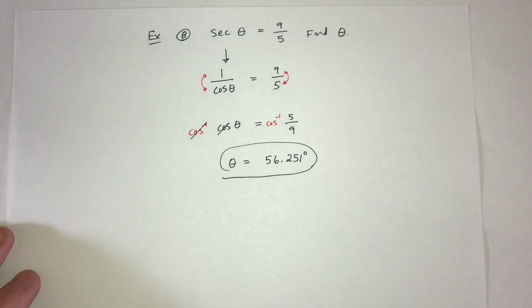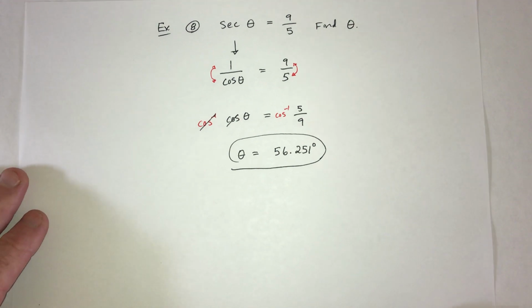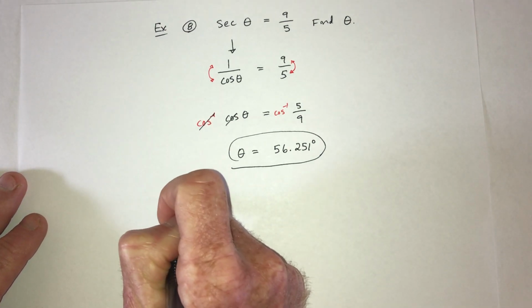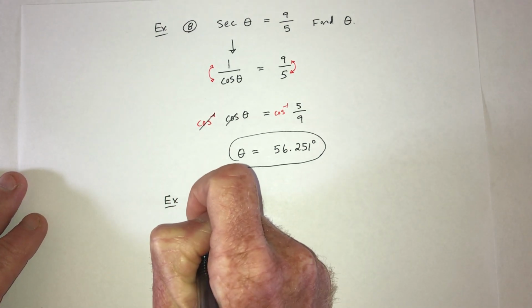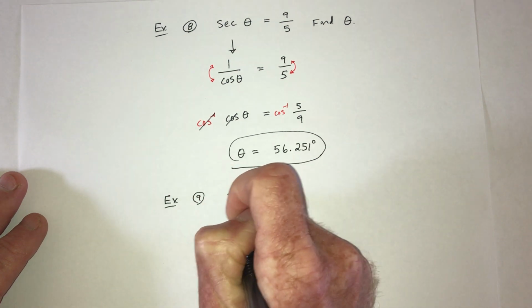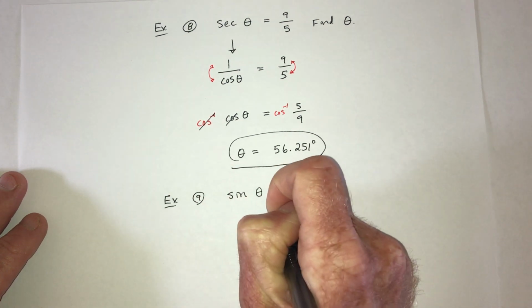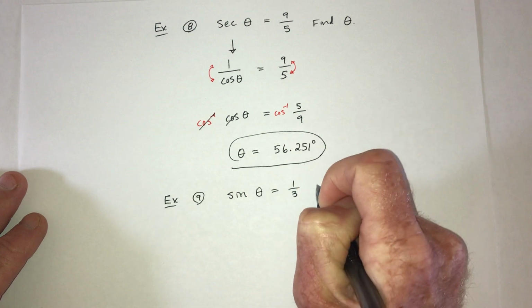Okay, now we're down to the last extremely important idea, and that is if I just change the question slightly, suppose that sine of theta is equal to 1/3.